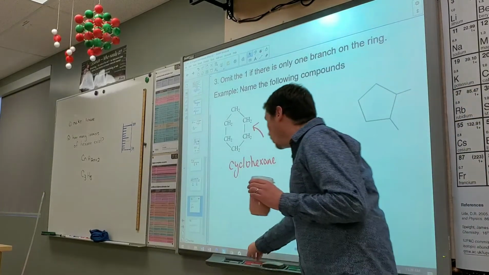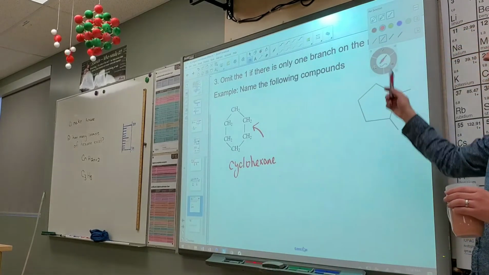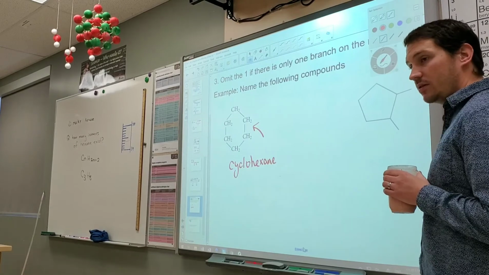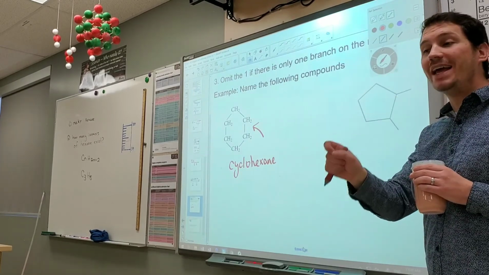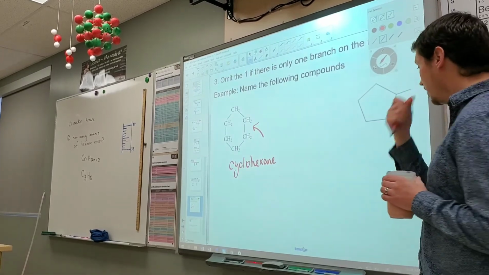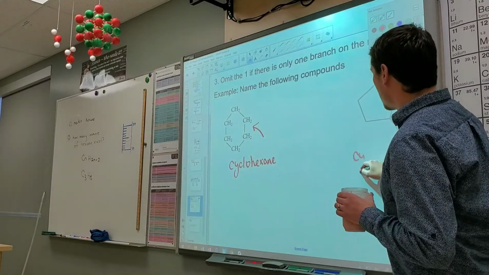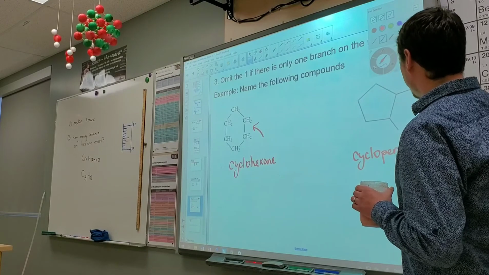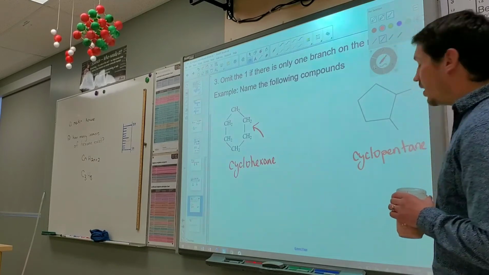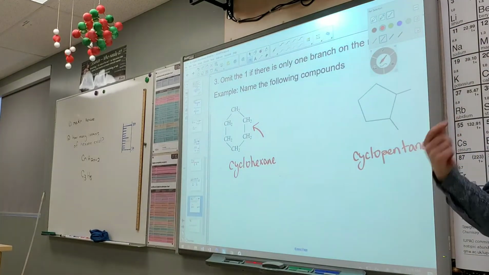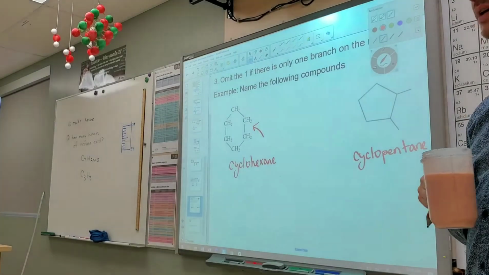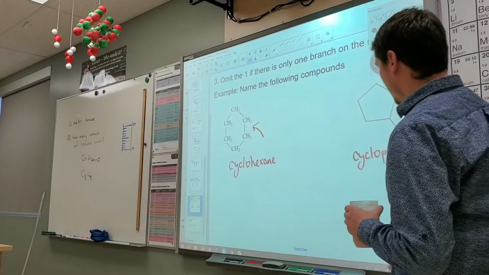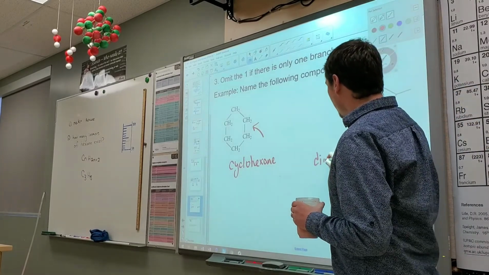That's fine. What about this? How many carbons are in this ring? 5. Oh wait, no. How many carbons are in the ring? Oh, 5, right? So we know it's going to be cyclopentane. Now, what types of branches are on this cyclopentane? We see methyl branches, and how many methyl branches? 2. So I'm going to say dimethyl.